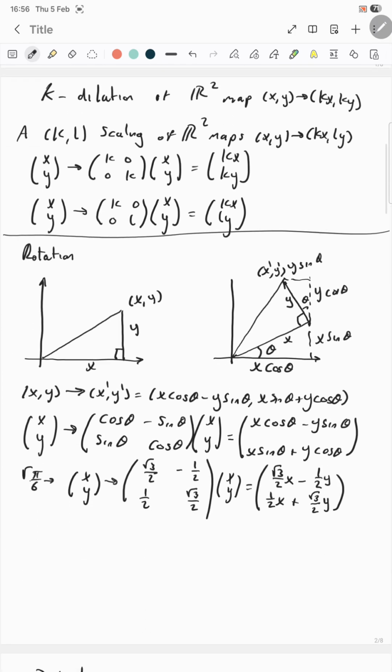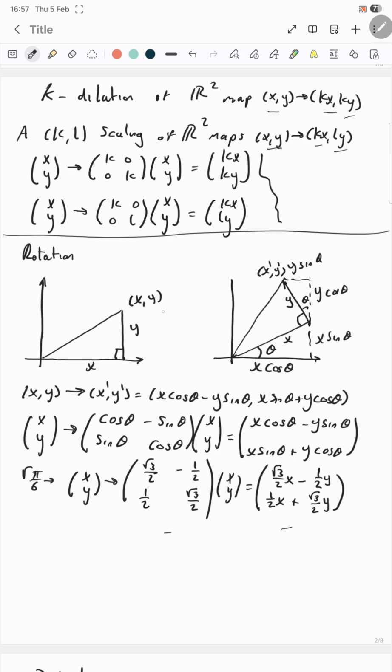Now a k dilation in R squared would map (x, y) to (kx, ky), and a KL scaling of our plane maps (x, y) to (kx, ly), which will be given here. Now a rotation matrix, which will be shown here, is also a linear transformation.